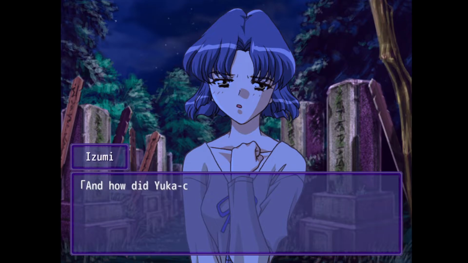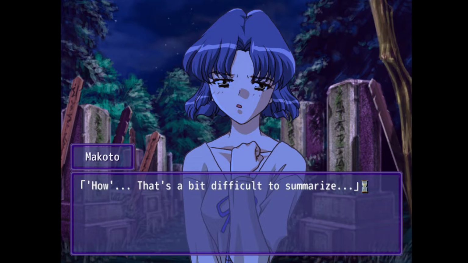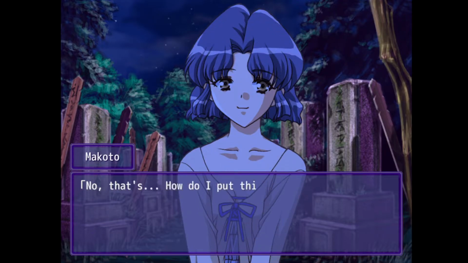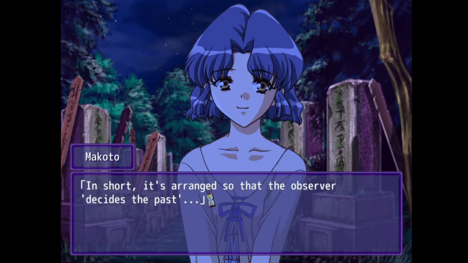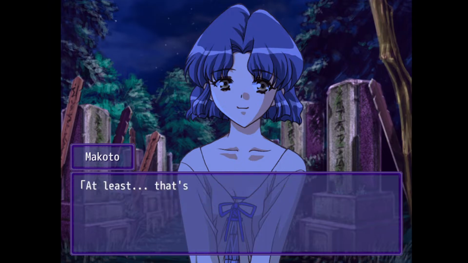Yuka-chan? Yeah. And how did Yuka-chan explain it? How? That's a bit difficult to summarize. She basically hit me with a sword. Just deciding the past. Huh? Now, how do I put this? By opening the lid, you determine the cat's life or death status. In short, it's arranged so that the observer decides the past. At least that's what Yuka said.